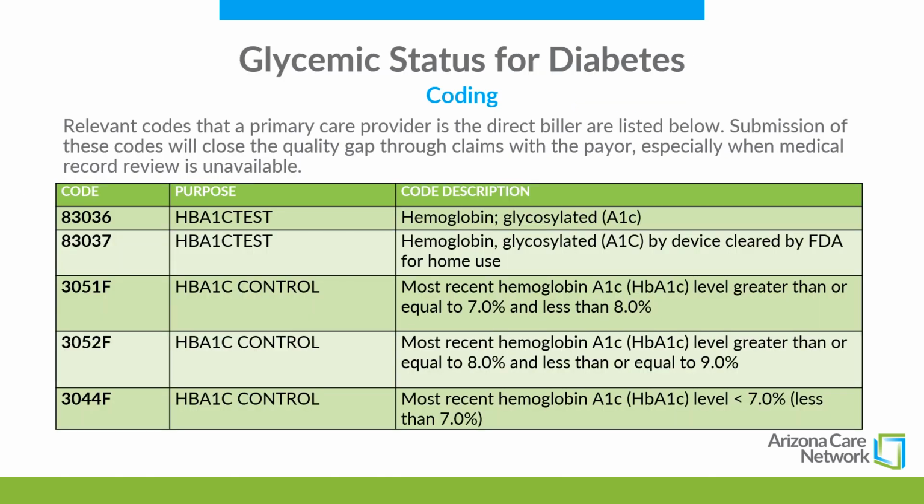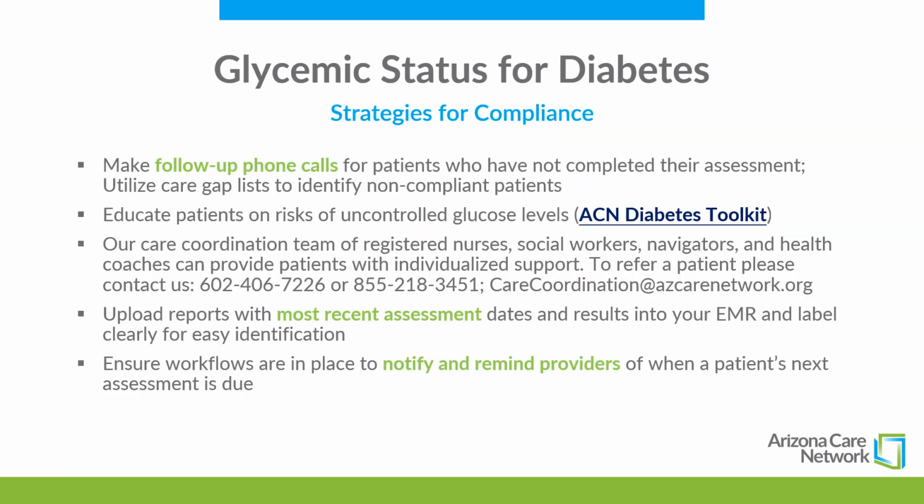Relevant codes that a primary care provider is the direct biller are listed below. Submission of these codes will close the quality gap through claims with the payer, especially when medical record review is unavailable. Let's review best practices. Make follow-up phone calls for patients who have not completed their assessment. Educate patients on risks of uncontrolled glucose levels. Our care coordination team can provide additional individualized support.